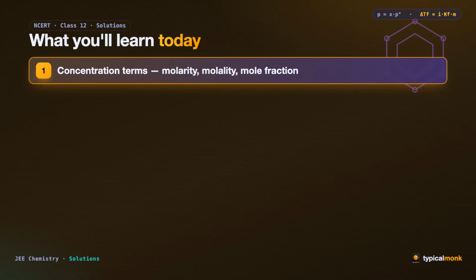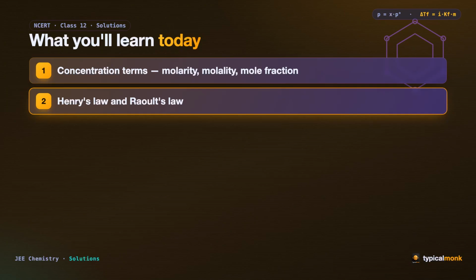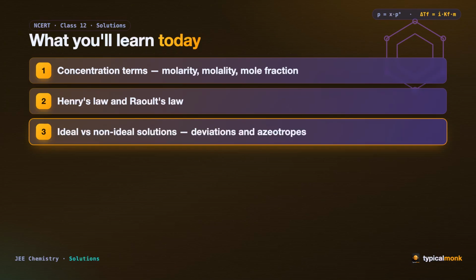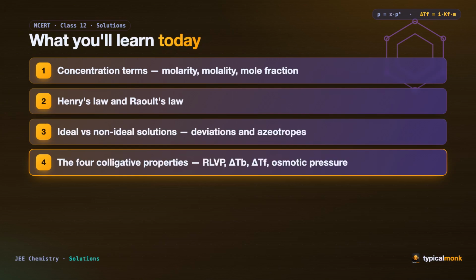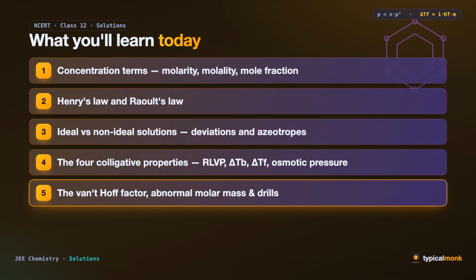Here is what you will learn today. First, the concentration terms: molarity, molality, and mole fraction. Second, Henry's law and Raoult's law. Third, ideal versus non-ideal solutions, the deviations and the azeotropes. Fourth, the 4 colligative properties: relative lowering of vapor pressure, boiling point elevation, freezing point depression, and osmotic pressure. And fifth, the van 't Hoff factor, abnormal molar mass, and a set of drills. One idea at a time.